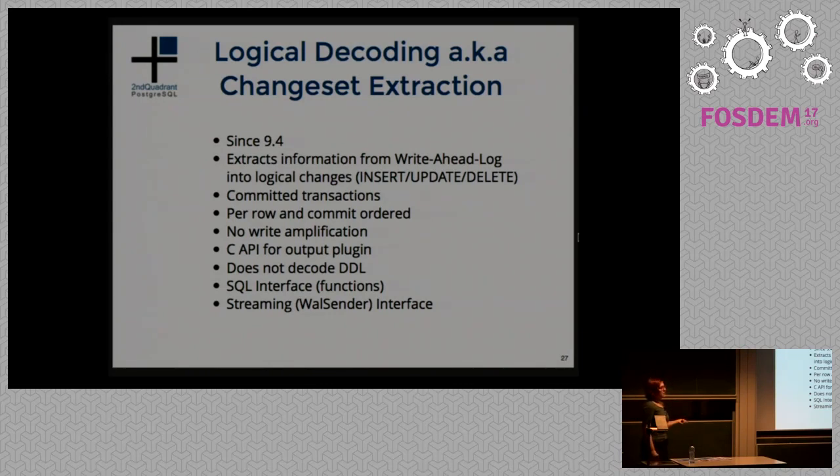It is per row. So let's say you write an update for 100 rows, there will be 100 changes. And it doesn't decode DDL. And there is an SQL interface, which means you have functions. And it is using the WAL sender streaming interface. It also carries only committed transactions, which means if you abort your transaction, it is not considered in logical replication. So based on logical decoding, this is very important, because whatever I say here will be applied to logical replication and the extensions based on logical decoding that I will show you.